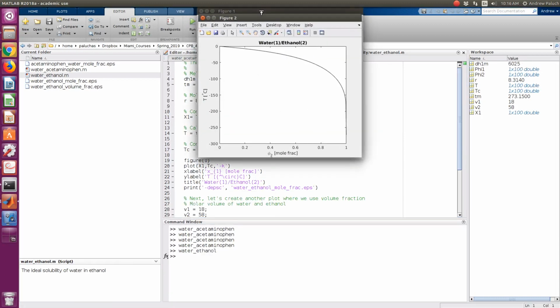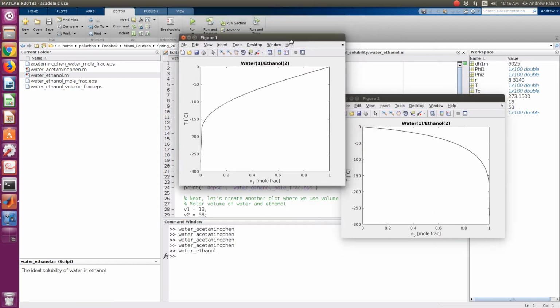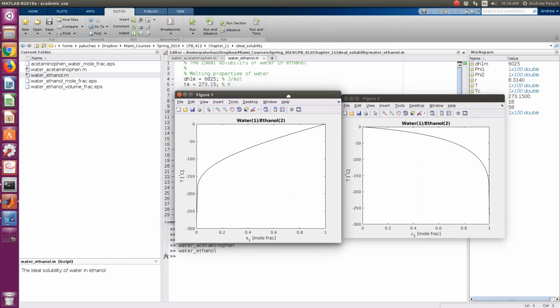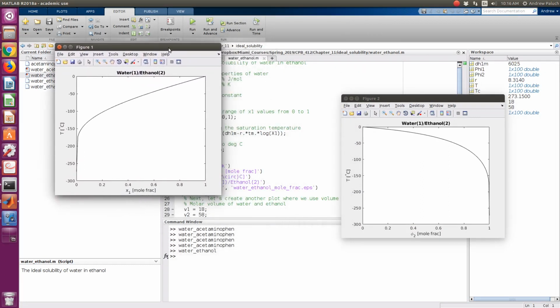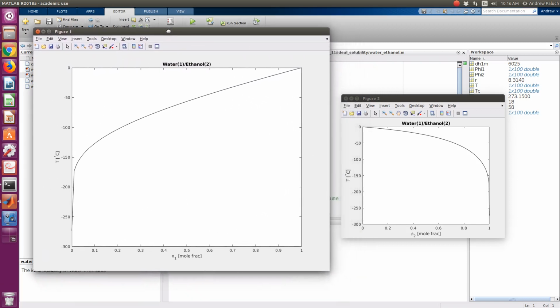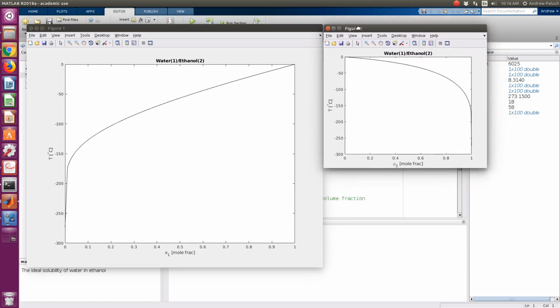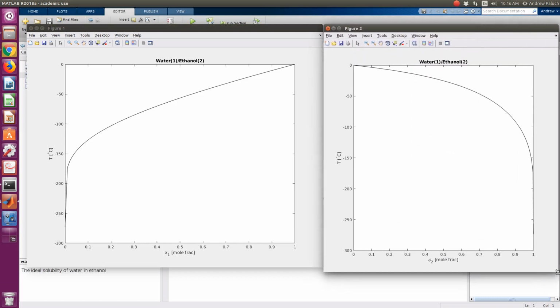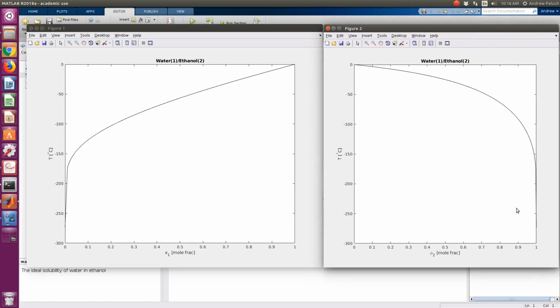And when we ran that, we got 2 plots. Now we said that the component with the higher pure component melting point is the one that's going to precipitate out of solution. So in the case of water ethanol, water has a melting point of 0 degrees C. Ethanol is about negative 114. So if I have a mixture of water and ethanol, water is actually going to precipitate out of solution first.